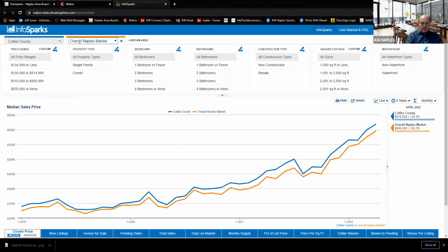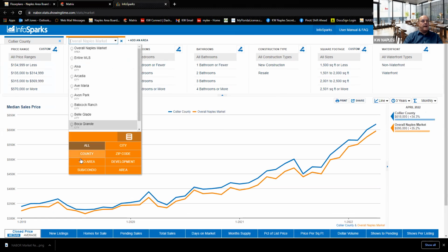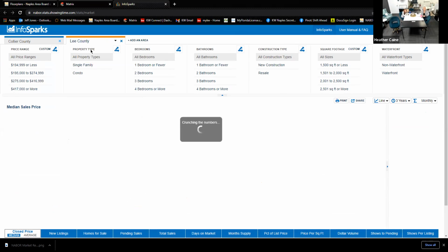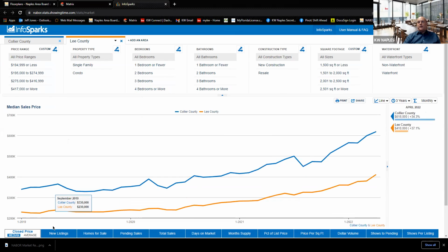Look at, now you can see we're comparing Collier to Lee. You can compare a particular development inside of Collier County or Lee County. You can kind of pick out what you want, and you can look at prices.